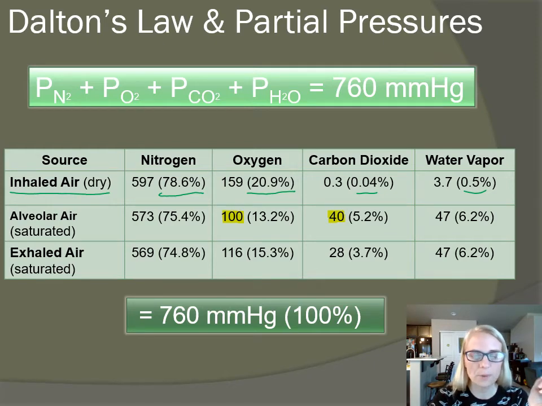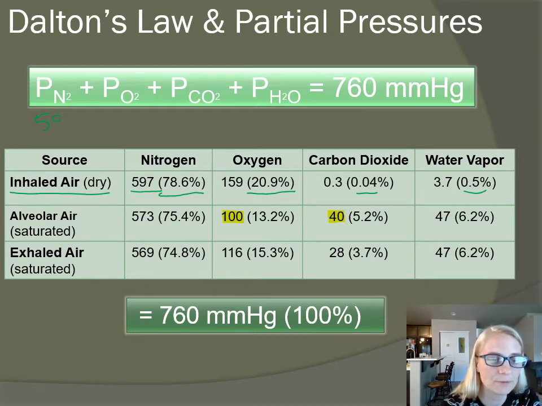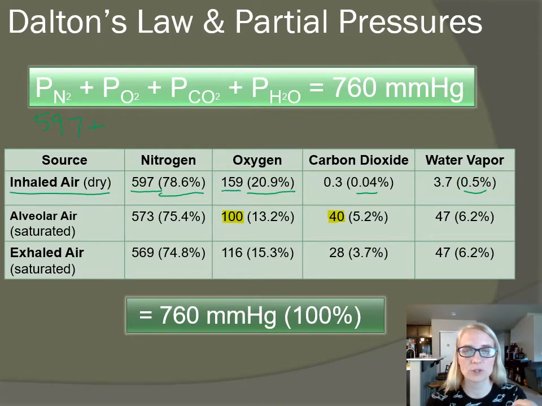So Dalton's law of partial pressure says if you were to add up all of the pressures of the individual gases, that should total the total pressure of the container, in this case, our atmosphere. So if we were to add up 597 for the partial pressure of nitrogen, plus how much of that pressure is being contributed by oxygen? 159, plus how much is being contributed by carbon dioxide? 0.3, plus 3.7 for water. And if you did your math, we would get 760 millimeters of mercury.